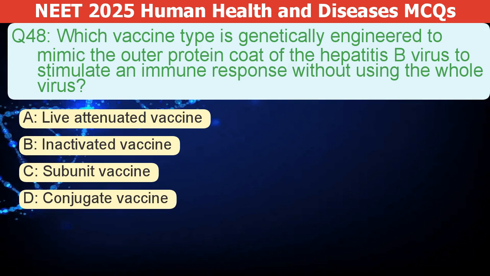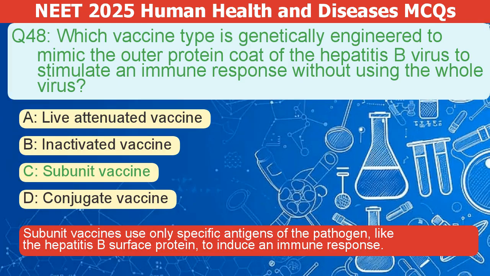Which vaccine type is genetically engineered to mimic the outer protein coat of the hepatitis B virus to stimulate an immune response without using the whole virus? A. Live attenuated vaccine. B. Inactivated vaccine. C. Subunit vaccine. D. Conjugate vaccine. The correct answer is C. Subunit vaccines use only specific antigens of the pathogen, like the hepatitis B surface protein, to induce an immune response.